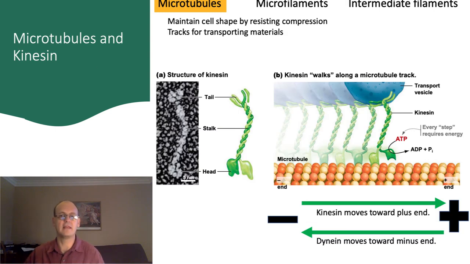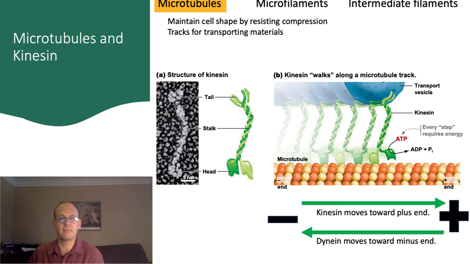Microtubules help to maintain the cell's shape primarily by resisting compression. They also provide tracks for transporting materials, and the way this works is really interesting. Biologists discovered a protein called kinesin that serves as a motor that travels along these tracks. Because of its role here, kinesin is an example of a protein called a motor protein.